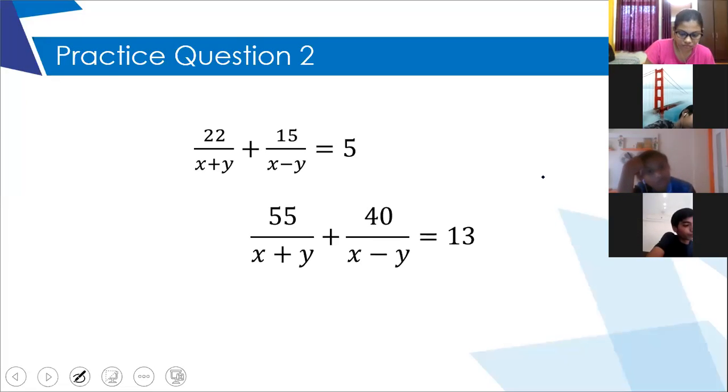This is a difficult one. Do we have to do it by elimination method or substitution method? Do it by elimination. Substitution, children, if they don't mention, go ahead with elimination, because sometimes children make a lot of mistakes in this substitution method. So I always suggest elimination method is a better method. So if nothing is mentioned, go with elimination.